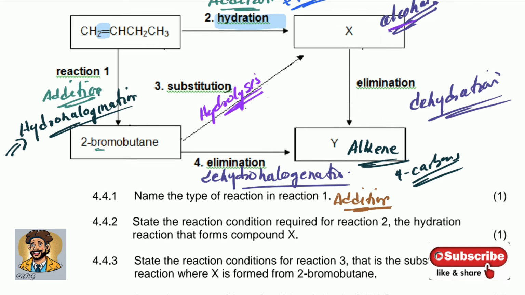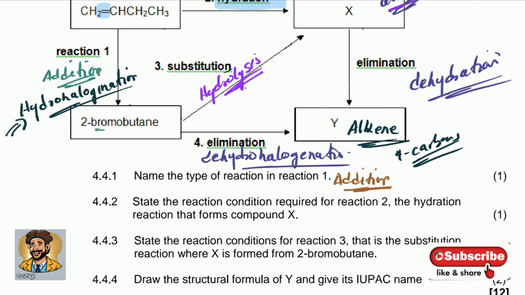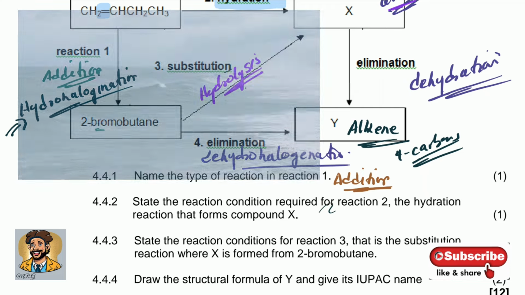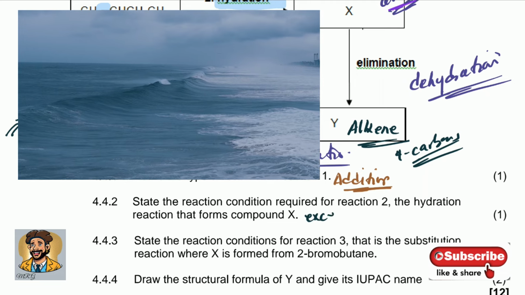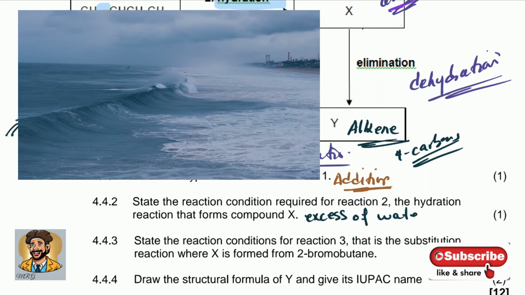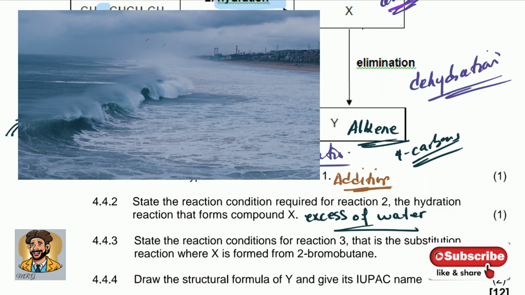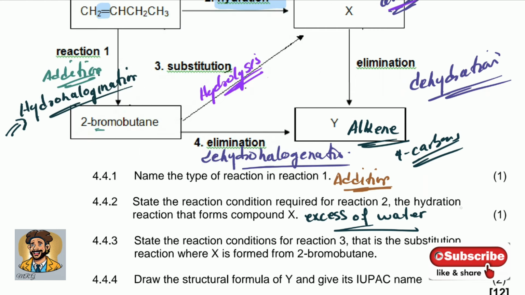Okay, state the reaction condition required for reaction 2, the hydration reaction that forms compound X. They are telling you it is hydration, so you know what the conditions are. There are only 2 important conditions, guys. We need first excess of water. Excess of water, that is one of the important conditions. And then we need an acid as a catalyst.